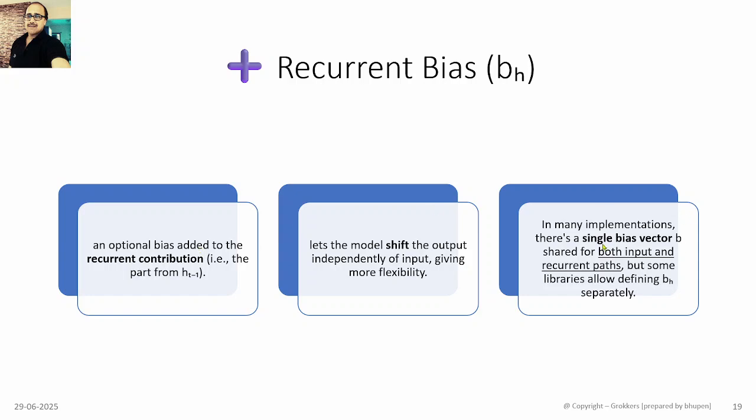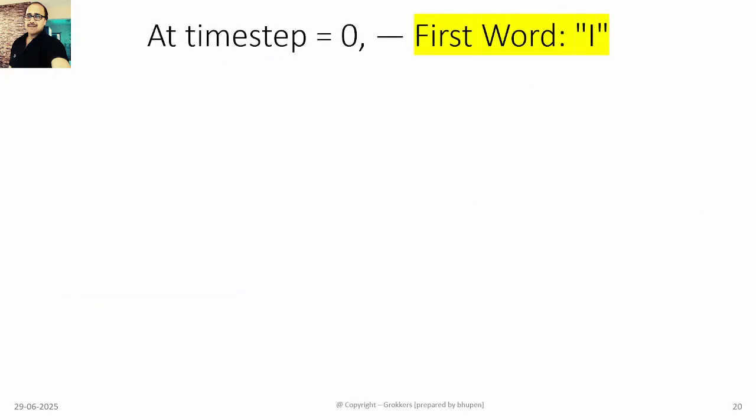In many implementations, this can be a single bias vector, and some implementations use explicitly different biases for the input and for the hidden state. So that's the pair of weight matrices that we use in the recurrent neural network. In the next video, we'll see how the RNN processes these weights to build the memory across the time steps. See you in the next video.